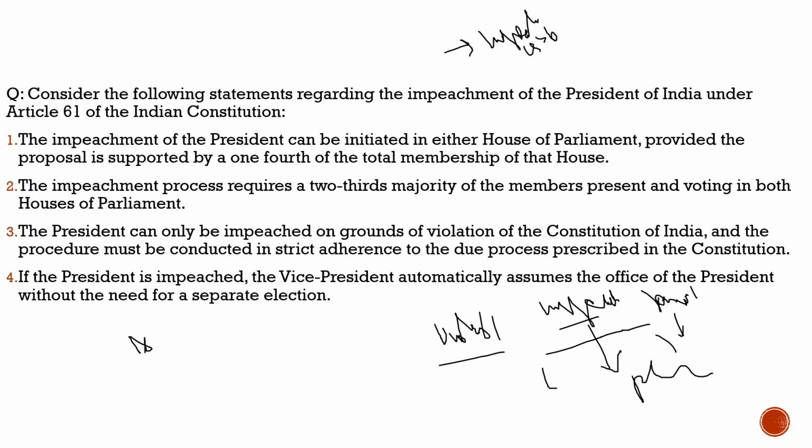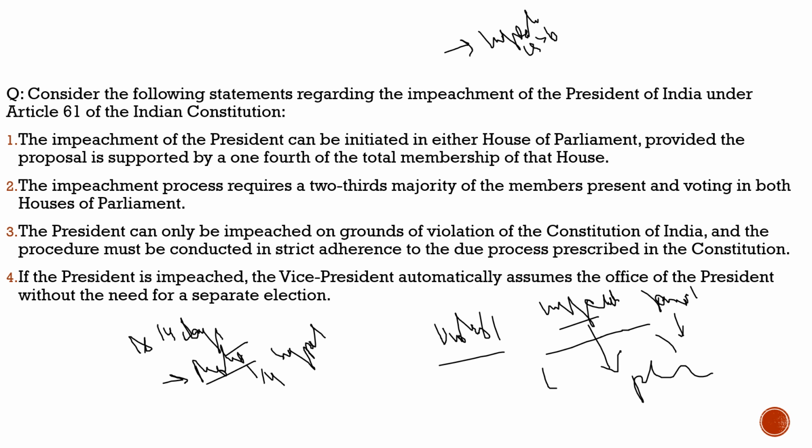When the impeachment process starts, first of all, 14 days' notice will be given to the president, and a motion will be moved in either house of the parliament, either the Rajya Sabha or the Lok Sabha. The motion will not be moved simply by being introduced. No, one fourth of the total members of the parliament should support it. Only then will it be accepted.